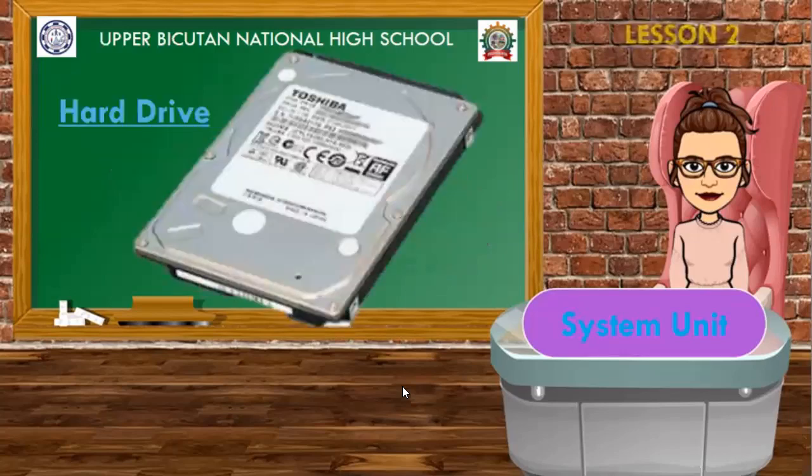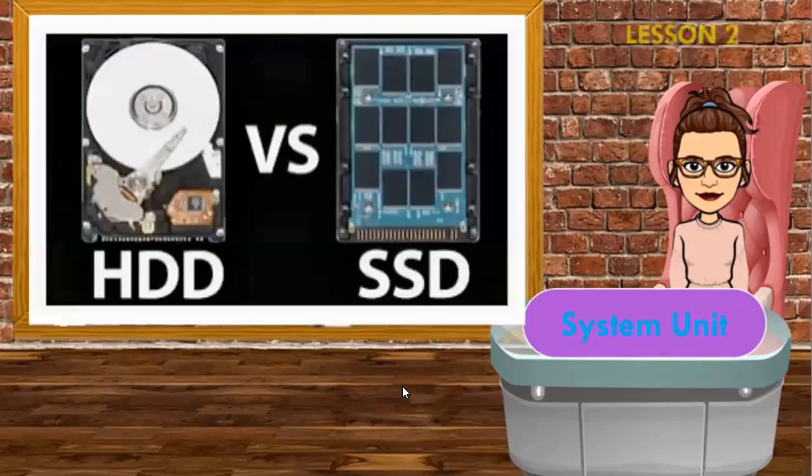And last one, we have the hard drive. Hard drive stores data and programs. It is the principal storage device for most computers. There are two types of hard drive: the HDD, or hard disk drive, and the SSD, or the solid state drive. So we have HDD and SSD.